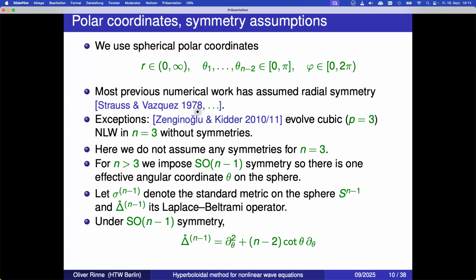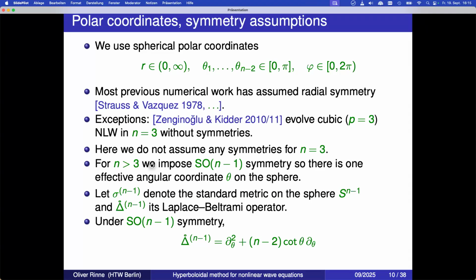There are a few exceptions. For instance, Anil here has evolved the cubic nonlinear wave equations in 3 dimensions without any symmetries. But I'm not aware of anyone having evolved this equation in greater than 3 spatial dimensions. So also in this talk I will not assume any symmetries for the case n equals 3. But if n is greater than 3, I need to do something, right?